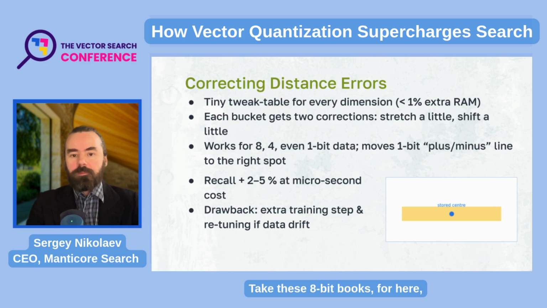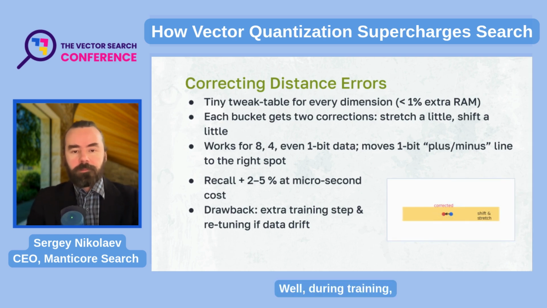Take this 8-bit bucket here, the yellow one. With plain scalar quantization, every value inside it gets treated as the blue dot in the center, basically the average or the midpoint of the bucket. But in real life, real data like these gray dots almost never land exactly on that center point. They tend to bunch up a bit off to the side, like a little to the left here. And that shift, that bias, messes with the similarity scores. It makes them less accurate.